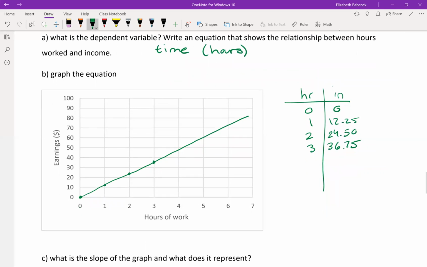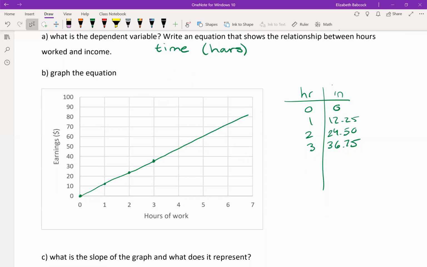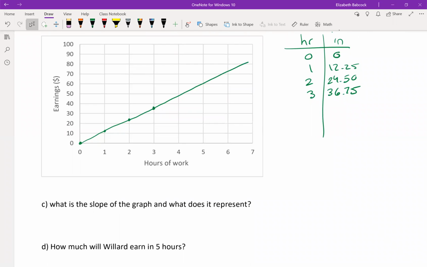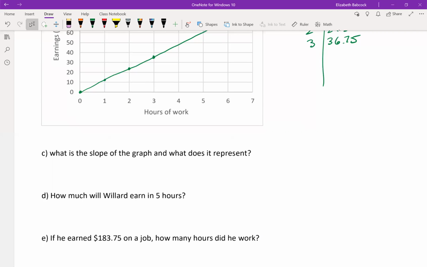Now we can see, if he works 4 hours, how much is he going to make? He's going to make just shy of 50. If he works 5 hours, he's going to make $60. So we can use our graph now to show what he makes. What is the slope of the graph? The slope of the graph is 12.25 per hour. It's pretty straightforward, 12.25 over 1, and go up 12.25 for every hour he works. And what does it represent? It represents that he makes $12.25 an hour.